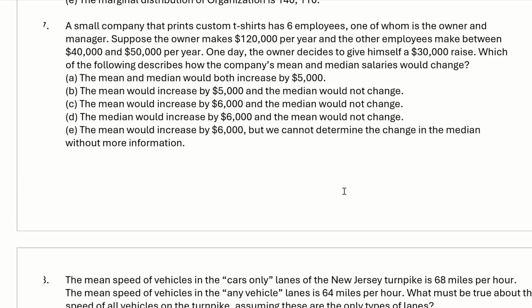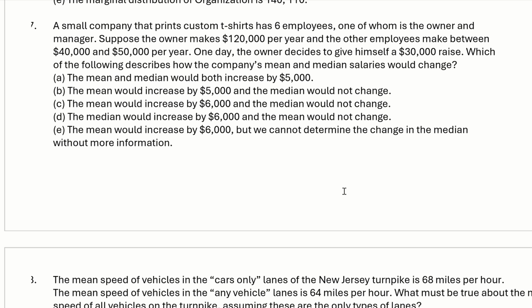Okay, here we go. Number 7: a small company that prints custom t-shirts has 6 employees, one of whom is the owner and manager. Suppose the owner makes $120K per year and the other employees make between $40K and $50K per year. One day, the owner decides to give himself a $30,000 raise. Which of the following describes how the company's mean and median salaries would change?